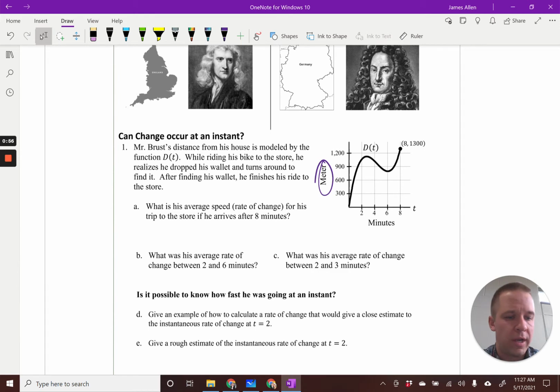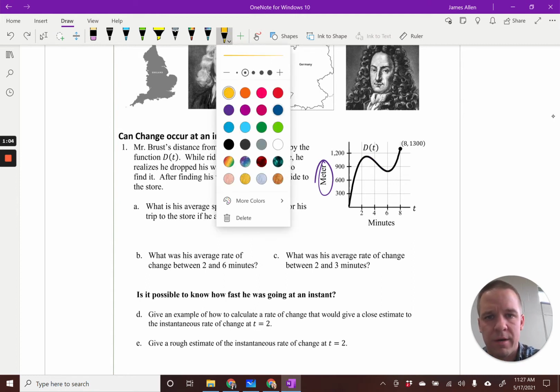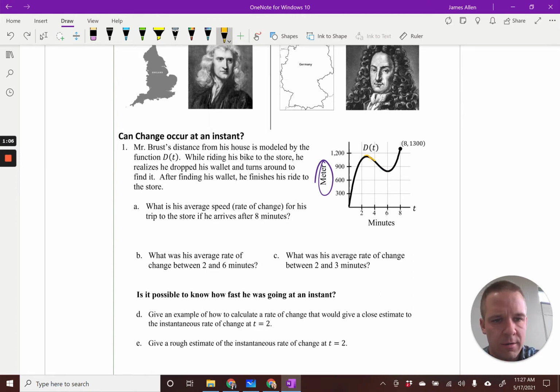So at some point, he stops and turns around and goes backwards, like he backtracks. I think this would make sense. Maybe I should use a color that'll show up a little better here. This section right here would make sense for his backtracking, don't you think? Right, he's going back the other way for his distance, so he's like subtracting distance. But then he continues on and ends up at the store, as he was going to.